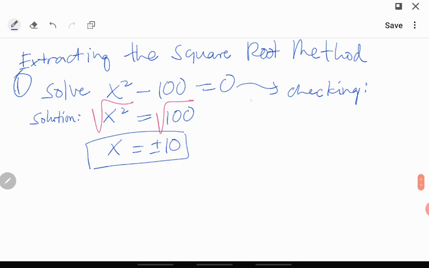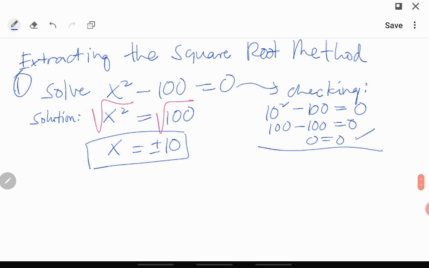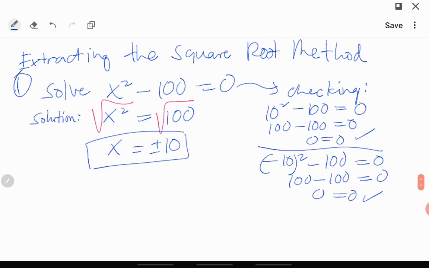Unang value ng x natin, positive 10. So x squared, that's 10 squared, minus 100. Galing sa original equation natin. Is that 0? Yes, 0 is equal to 0. Check. So paano naman pag negative 10 yung x? Okay, negative 10 squared minus 100. Is that equal to 0? Yes, also. So tama rin pag negative 10 ang x. So dalawa ang sagot dito, positive 10 at saka negative 10.